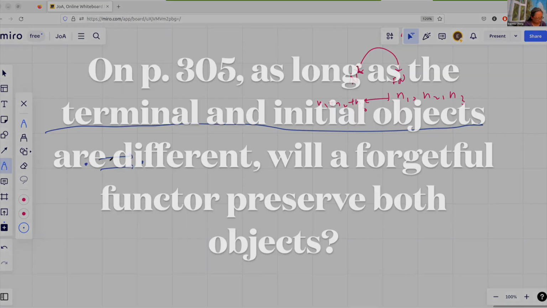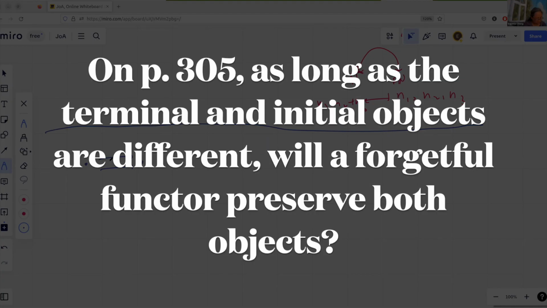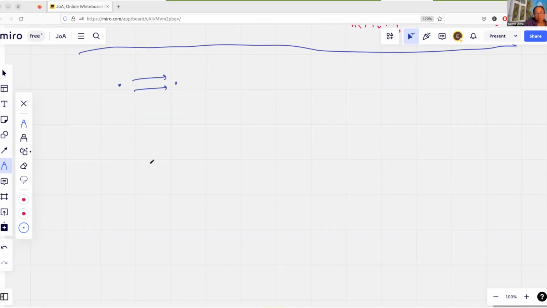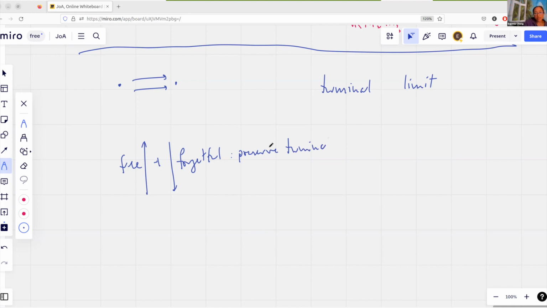Page 305, as long as the terminal and initial objects are different in both categories, will a forgetful functor preserve initial and terminal objects? No. This has come up a few times now. It's the same thing again, where if you have a free functor, it's left adjoint to a forgetful functor. A terminal object is a limit. And if you have a right adjoint, you preserve limits. So this one will preserve terminal objects, and this one will preserve initial objects.